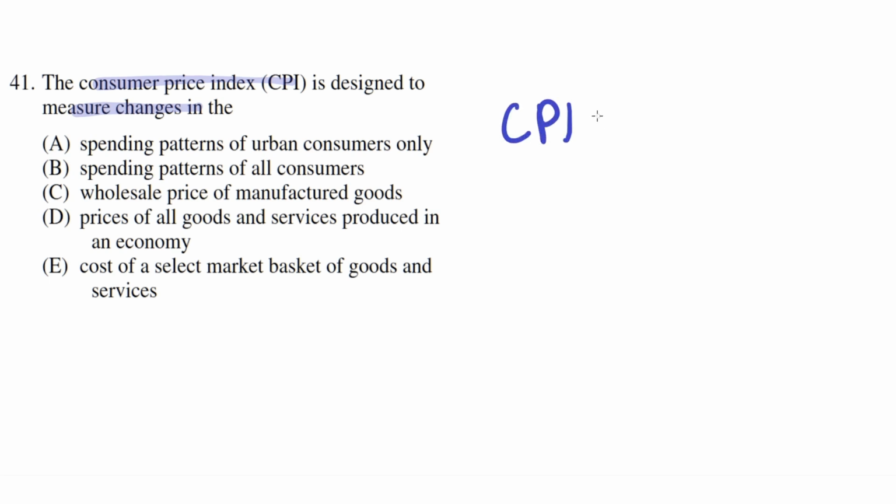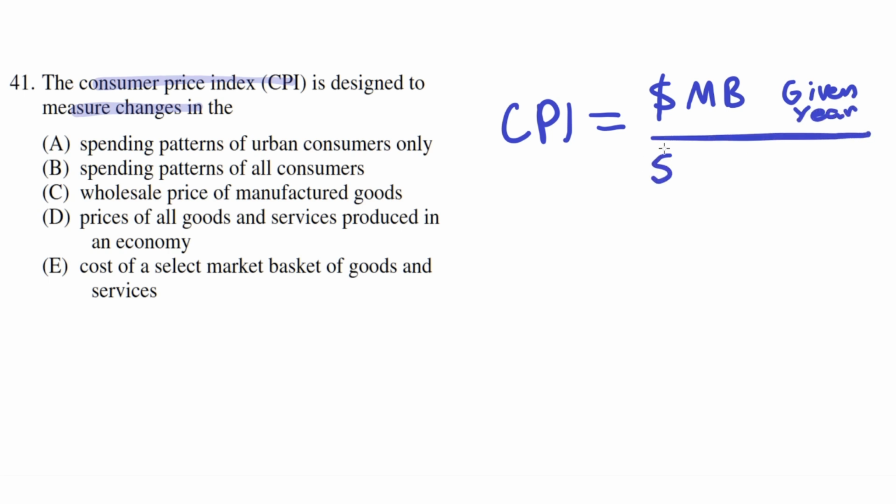So the CPI is equal to the cost of the market basket in a given year over the cost of that same market basket in the base year. This market basket represents a select market basket of goods and services that consumers typically buy.